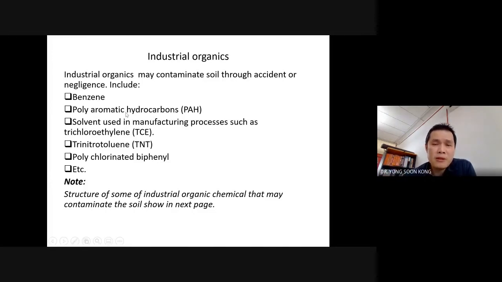Whereas the other one, polyaromatic hydrocarbon, is also similar. The only difference is benzene, how many rings? Just one ring. Polyaromatic hydrocarbon, how many rings? Okay, listen carefully. In order to be counted as PAH, you must have at least 3 benzene rings or above. Less than that, it does not count as PAH. Yeah. So remember that.